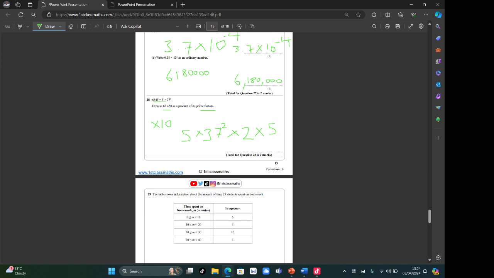Okay. I can now bring everything together and write it as a power. So I'm going to have 2 times 5 squared, times 37 squared.